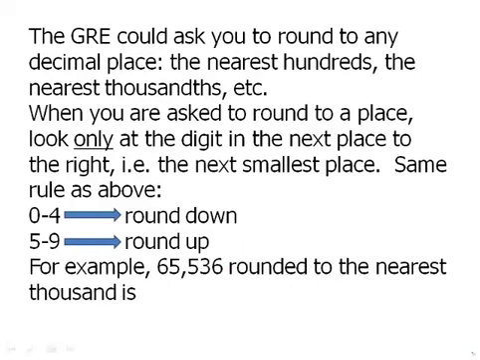For example, 65,536. If we're going to round this to the nearest thousand, well, we look at the number in the next place, the hundreds place. That number is a 5, so we're going to round up. And so that means it gets rounded up to 66,000. That's the nearest thousand.